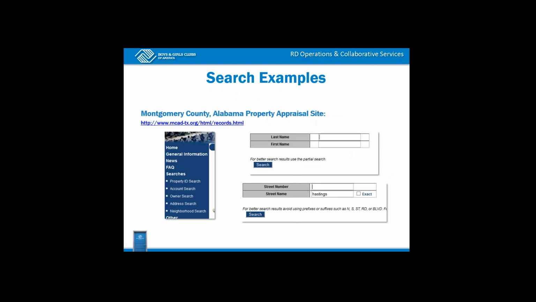For looking at property appraisal, this one's from Montgomery County, Alabama. So I typed in the county plus the state plus property appraiser, and that's how we got here. This particular site allows you to look up owner information and address information. You can even search a neighborhood. I used this when I lived in Florida.